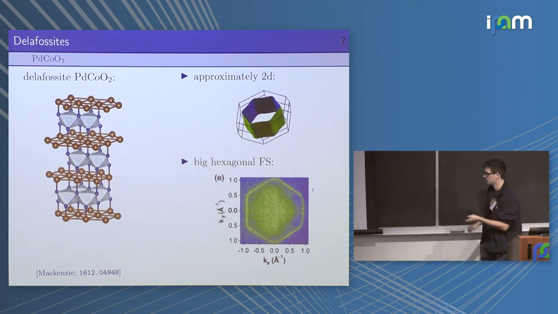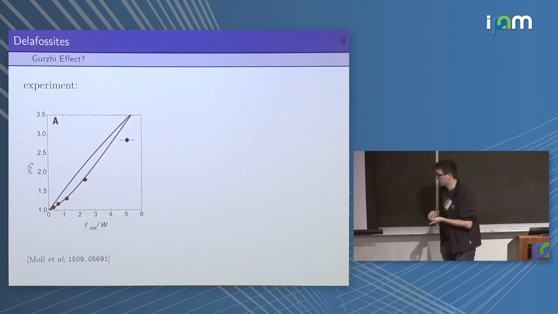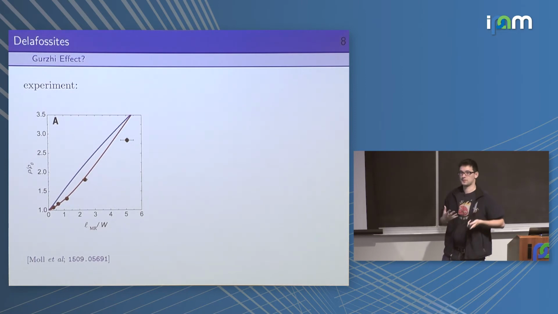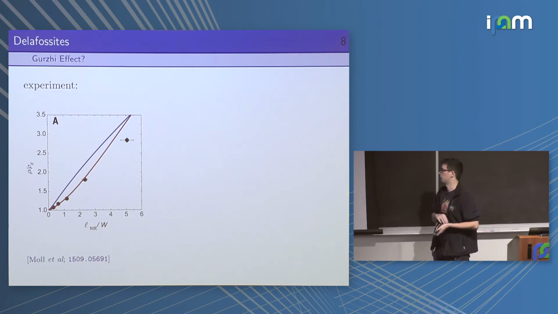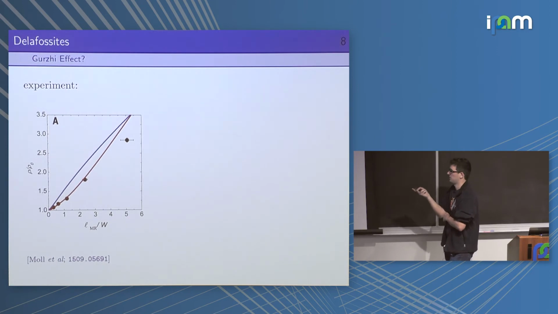Okay. All right. So there was an experiment done about 4 or 5 years ago, and they thought that they had seen at least the onset of this Gurzhi effect in palladium cobaltate. So to be a little more specific, this is the first time of 2 that I will change a bit of the notation, so I'm sorry.